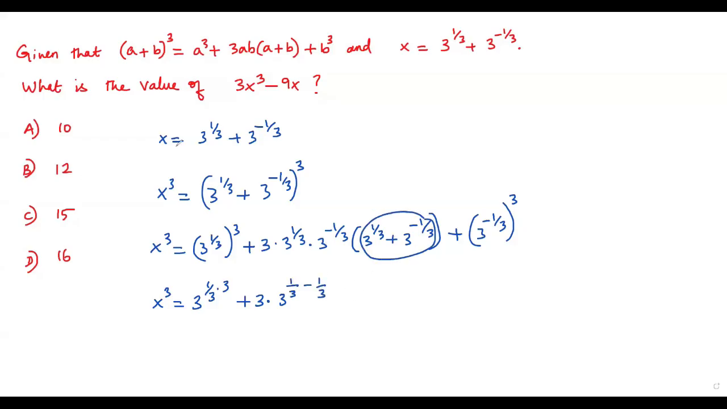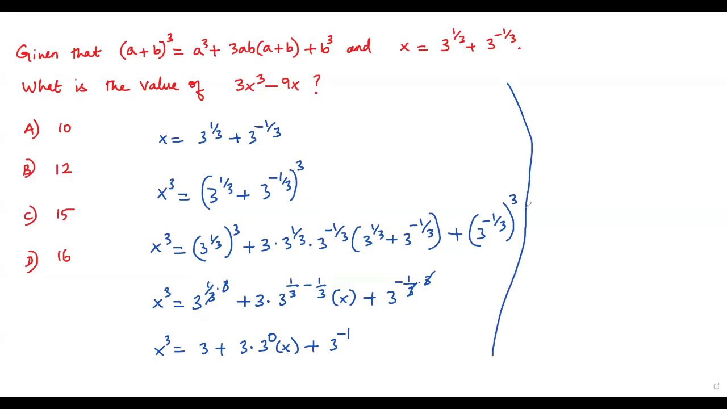And for this part, we can plug in x because we know that x = 3^(1/3) + 3^(-1/3). That's given in the question itself. So for this expression, we can plug in x. Here we can multiply the two exponents, and I'm getting 3^(-1/3 × 3). Here this 3 will cancel out. Then I'm getting x^3 equals, here I'm getting 3 to the first power. 3 to the first power is equal to 3, plus 3 times 3^(1/3 - 1/3), which is 3^0, times x, plus 3^(-1).